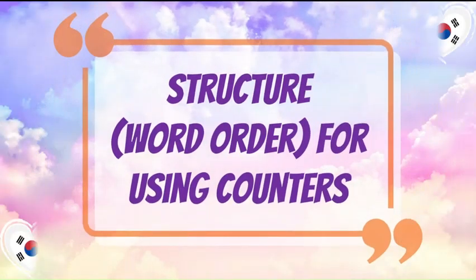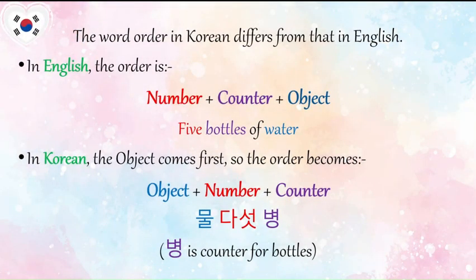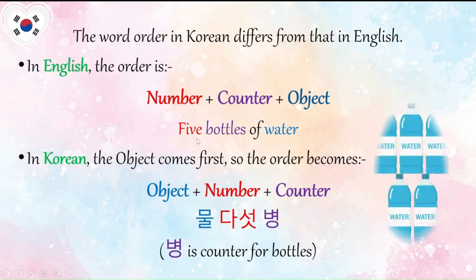Now, the next thing that comes to our mind is how we are going to use these counters in a sentence. Where do we place them in a sentence? What is the word order for using the counters? So, let's see that. The word order in Korean differs from that in English. In English, look at the word order. You have to say 5 bottles of water. First comes the number 5, then comes the counter bottles, and then comes the object that is being counted, water. So the order is number, then counter, then object.